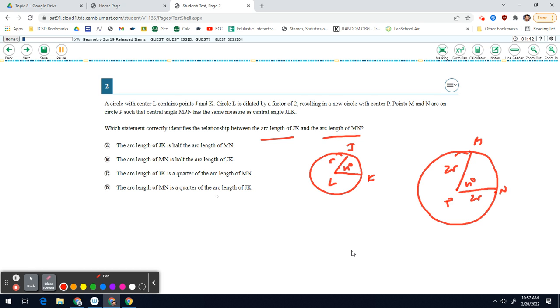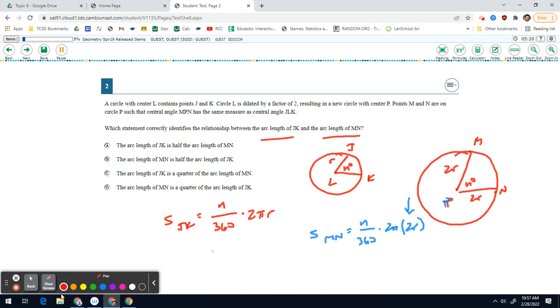So let's do the two formulas, right? To find the length, S, of arc JK, we're going to take the central angle N out of 360 and multiply it by the circumference, which is 2 pi R. And I'll do P in blue. To find the arc length of MN, we're going to take the central angle, which is still N, divided by 360. And now we're going to multiply by 2 pi. And now this time the radius is 2R. So the only difference here is this 2.